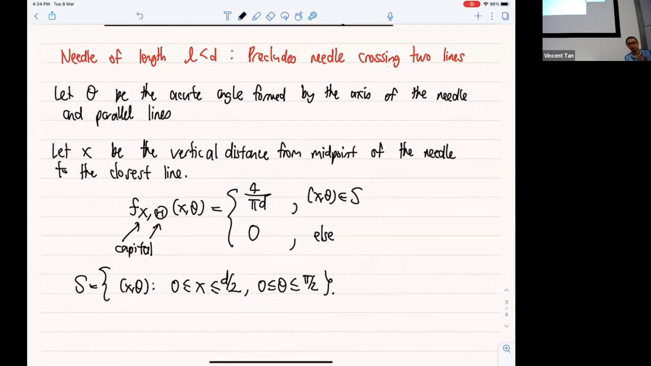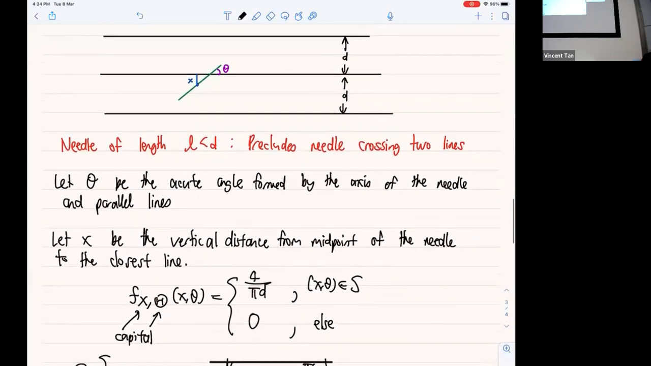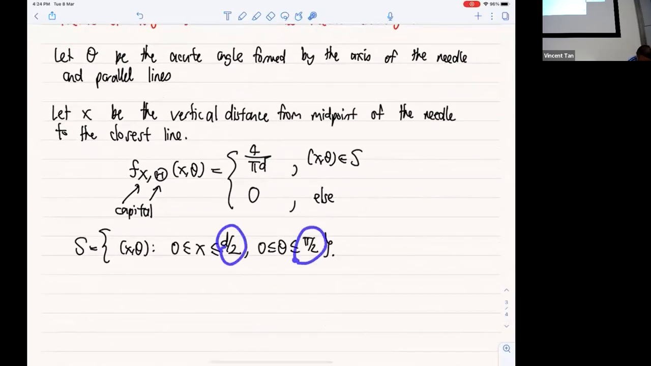Okay, so that is uniform over this particular strange region. Got it? Now, one more time. The x is uniformly distributed between 0 here and d over 2. Theta is uniformly distributed between 0 and pi over 2. This point is pi over 2. Okay? So the product of these two gives the area, which is d pi over 4. And hence, this is 4 over pi d, for this to integrate to 1. So that is our assumption on the throwing of the needle process. We are uniformly throwing onto the plane.